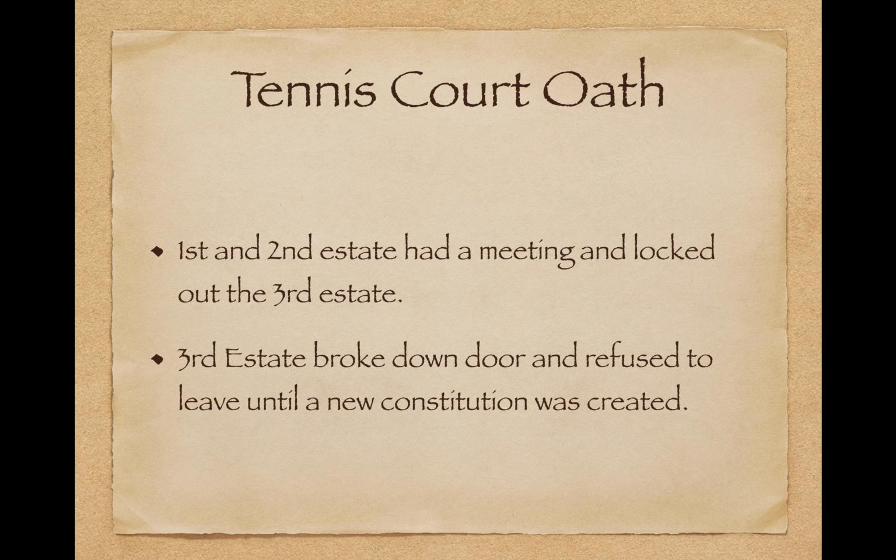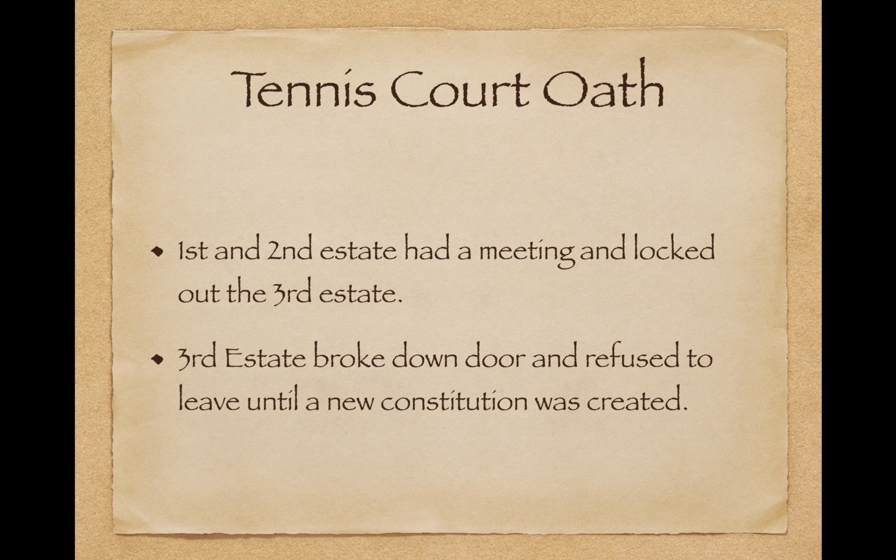A few days later, unfortunately, the first and second estate do not recognize this National Assembly. They do not recognize this new government. So the first and second estate are actually having a meeting, and they don't invite the third estate. Well, the third estate find out that the first and second estate are having this meeting in an indoor tennis court, and they lock out the third estate. They actually lock the door so they can't even get in.